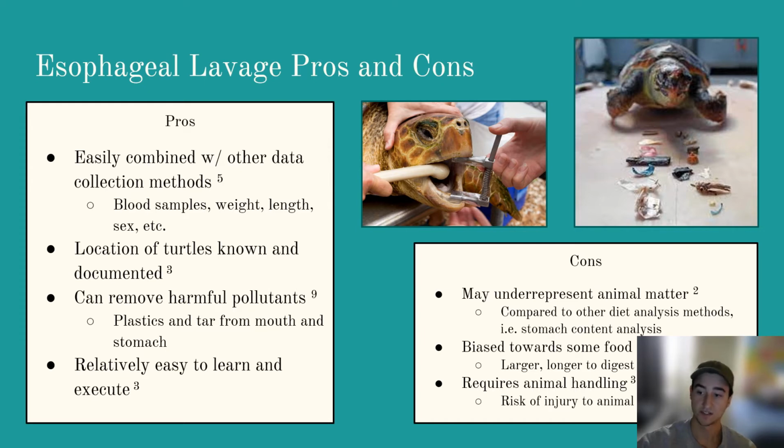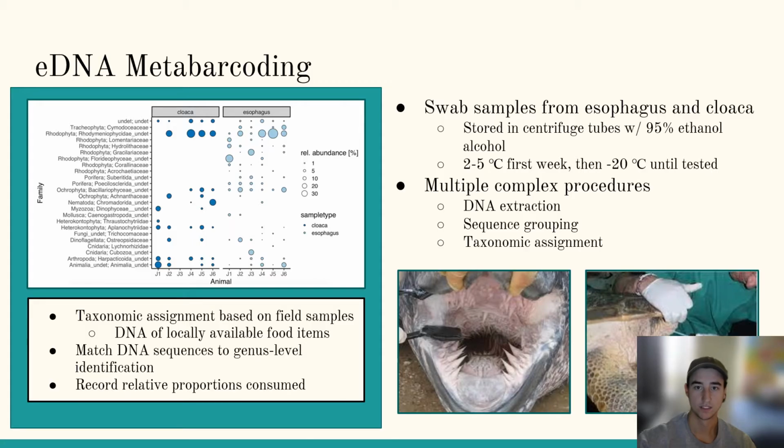The disadvantages are that some studies find it to underrepresent animal matter compared to other diet analysis methods, and like necropsies, it can be biased based on the food digestion rates, and it comes with the risk of handling an animal as well. So a relatively new technique for sampling sea turtle diet is eDNA metabarcoding.